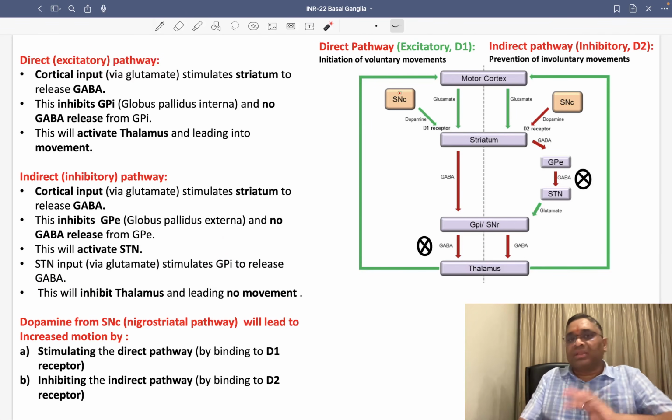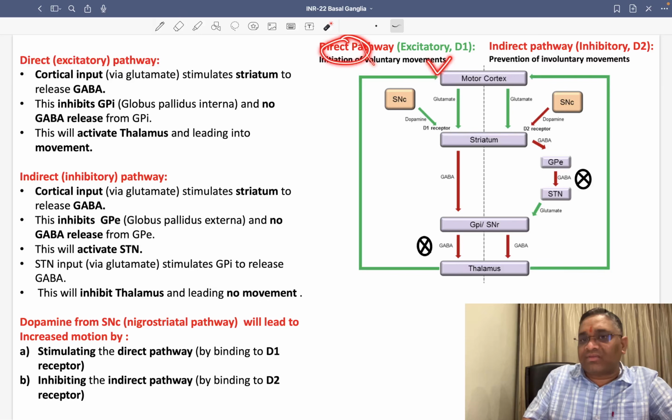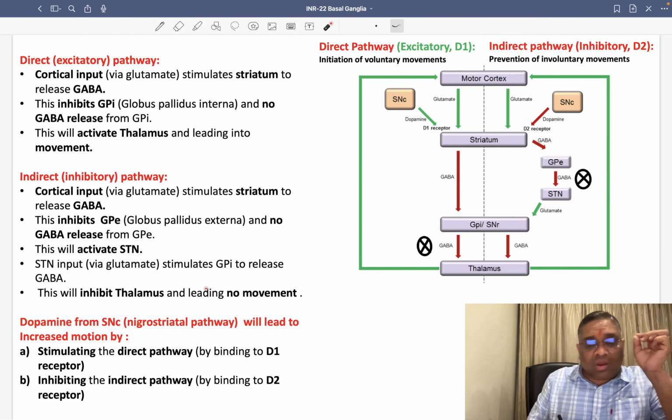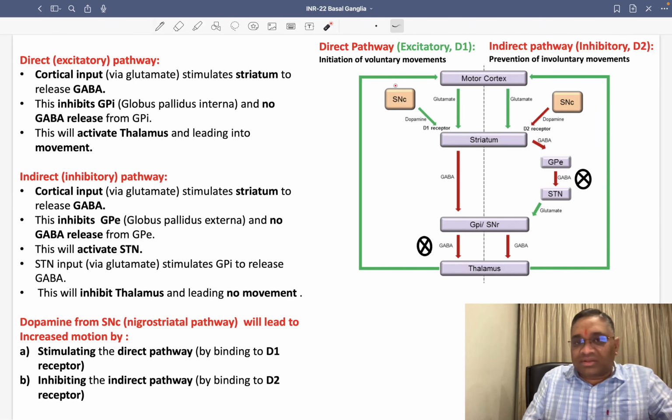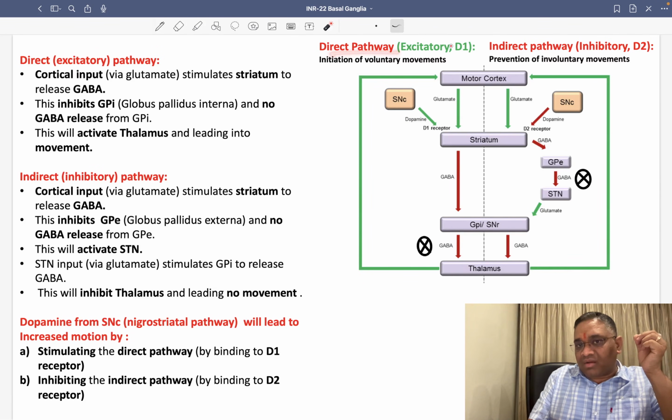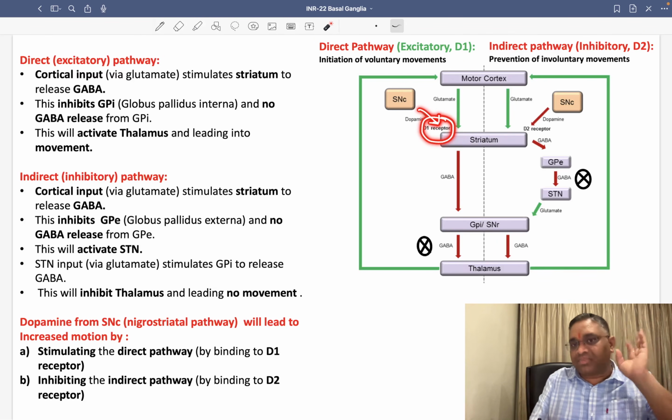So these are the direct pathway and the indirect pathway. The direct pathway is activating the movement, the indirect pathway is inhibiting the movement. But when we talk about dopamine, dopamine is released from the substantia nigra compacta. So now you can see dopamine is released from the substantia nigra compacta. They will have two actions. In the direct pathway, it will combine with the excitatory D1 receptor, and it will excite the direct pathway, meaning it will increase the movement. You understand?